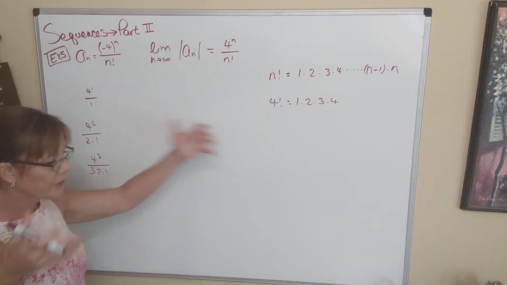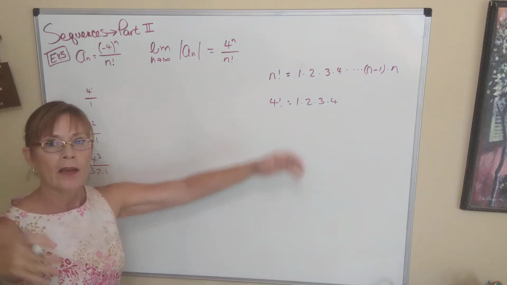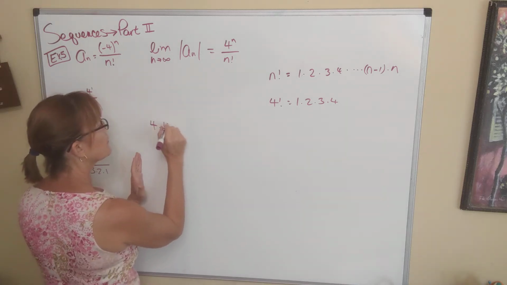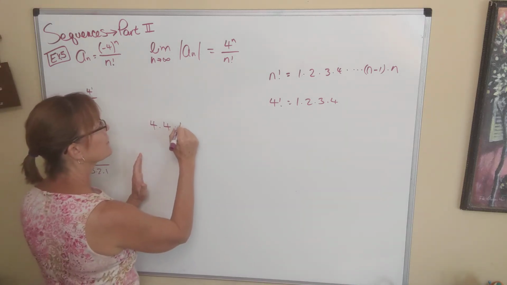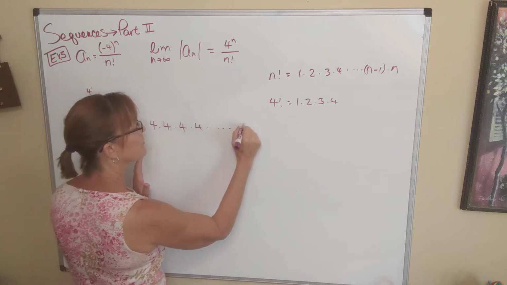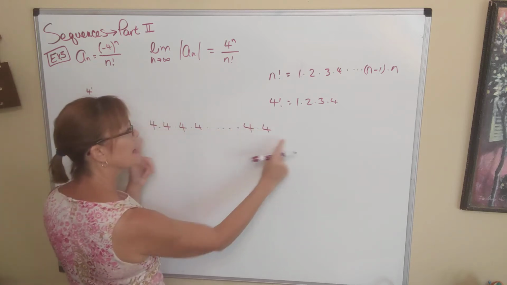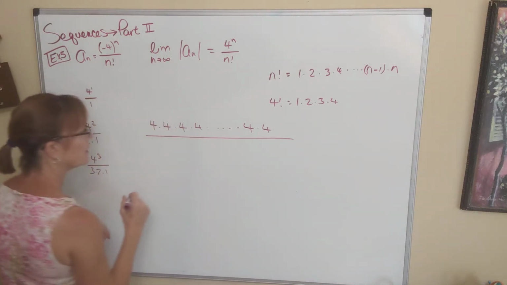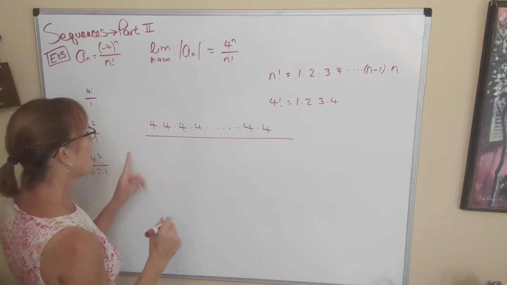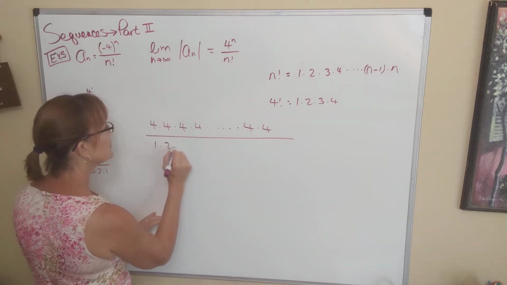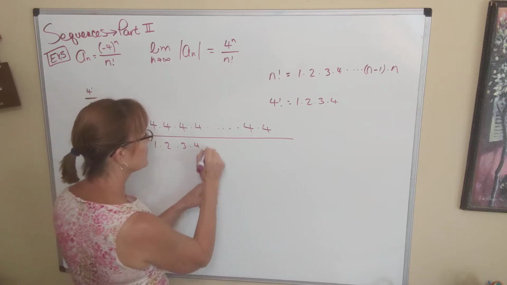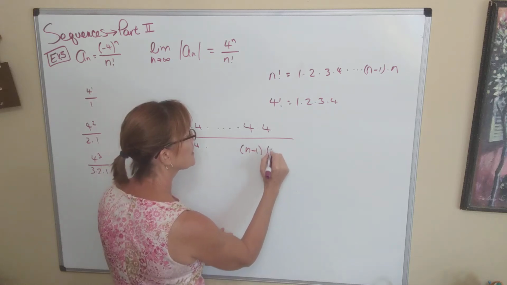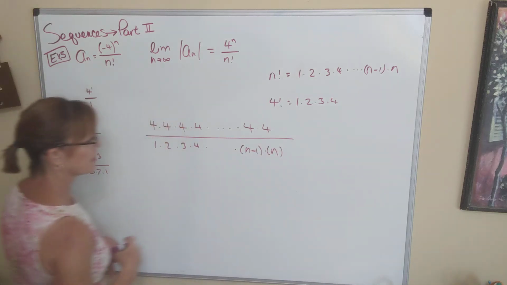And so if we look for very large values of n, what do we have? Let's write a sub n. A sub n is going to be 4 to the n, so 4 times 4 times 4 times 4, a bunch of 4s, n of these guys, right? Then what is in the denominator? Well, the denominator is going to be 1 times 2 times 3 times 4 times 5 times 6 times 7 times 8, and way down here, times n minus 1 times n. That's what we're going to have here.